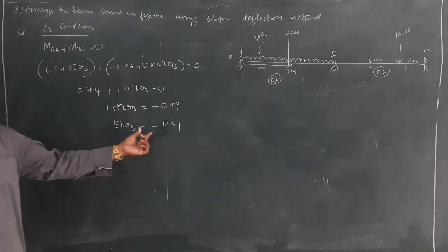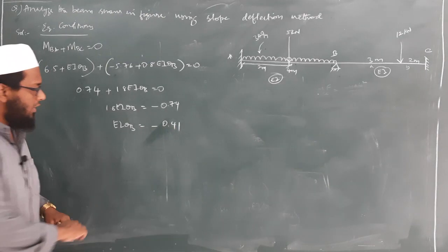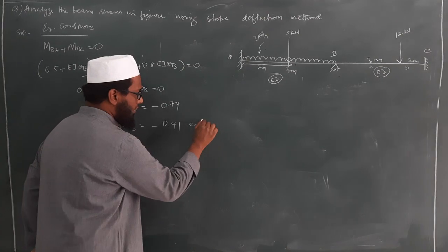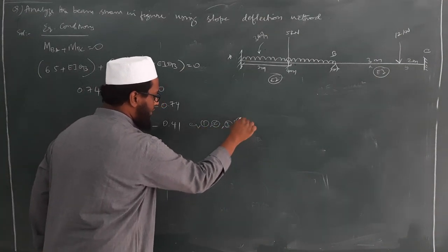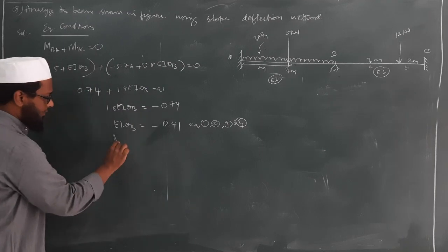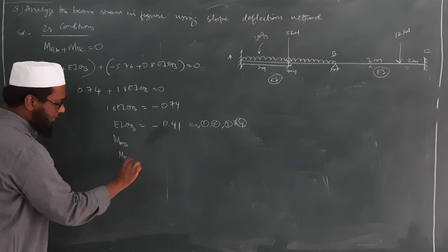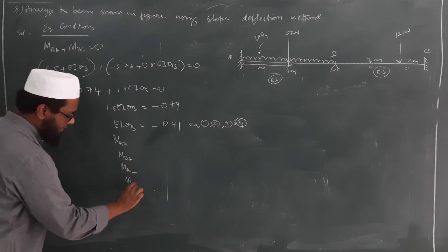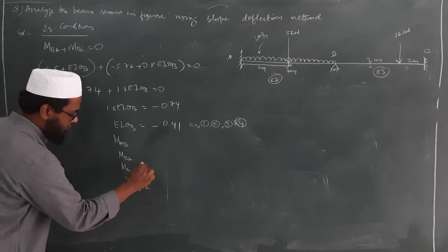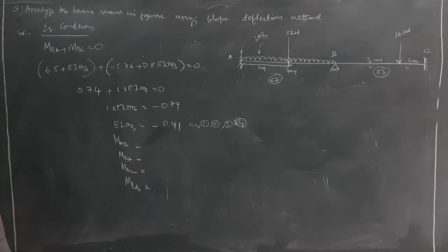So once you got this value of EI theta B, we will substitute this value in equation number 1, 2, 3 and 4, so that you will get capital MAB, capital MBA, then MBC, then MCB, right? Calculated, tell me the values.